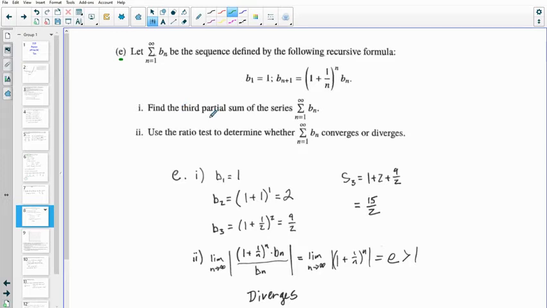But first, the first part of the, what is this? The sixth part of this problem. Yikes. Find the third partial sum. I just wrote out the terms. They gave us the first one and then told us how to define the subsequent terms.